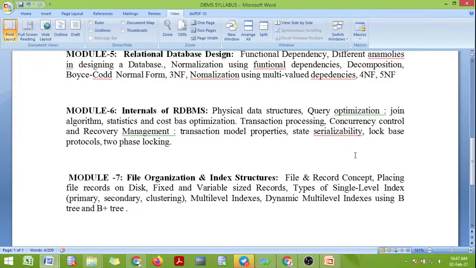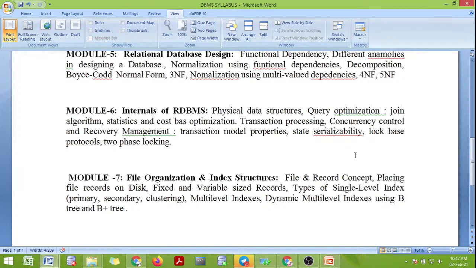So how can we concurrently process the same type of instruction here? That should be learned using the internals of RDBMS. We are going to discuss that at a later part. We need some 6 to 7 lectures for that purpose. And there are some locking concepts, how the data are locked.